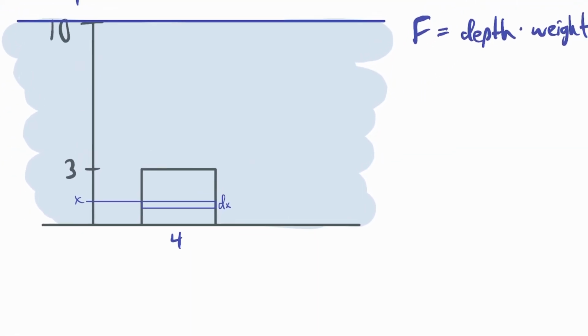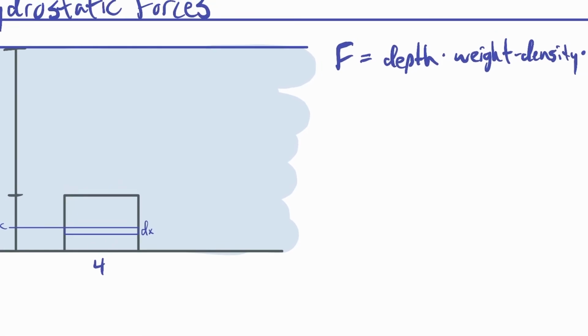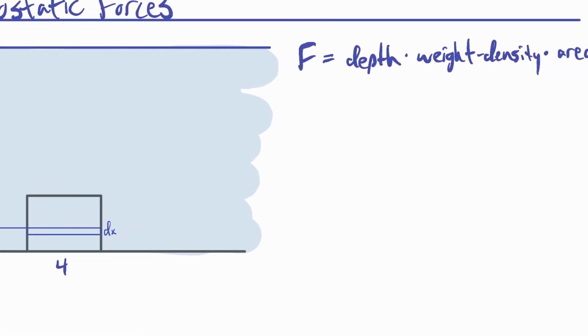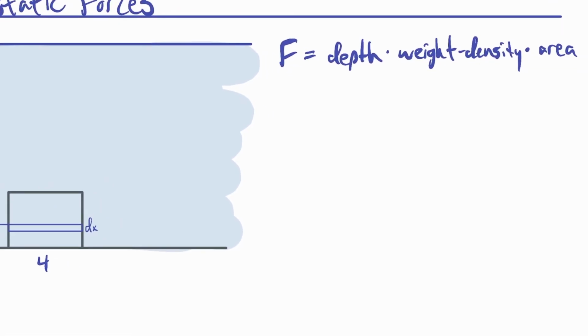So we ask, what is the depth? We can say, well, that slice is at depth 10 minus x, right? From 10 down to the bottom would be 10 meters, but if we stop x units short, then that would be 10 minus x units. So the depth would be 10 minus x for each slice. So the weight density, well, that's going to be 9,800 newtons per cubic meter, since we're using water, we'll just go with that.